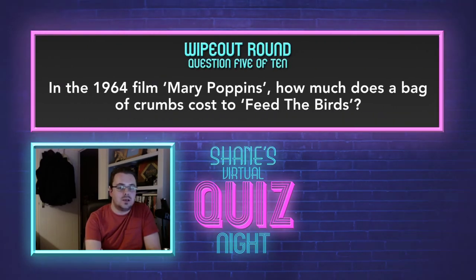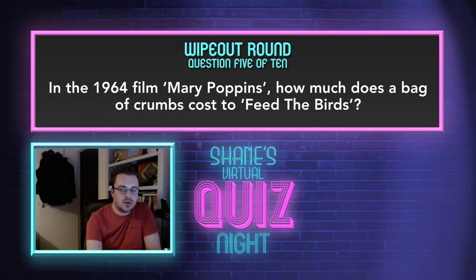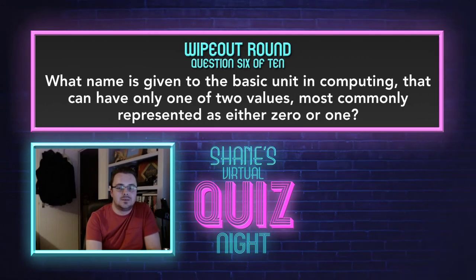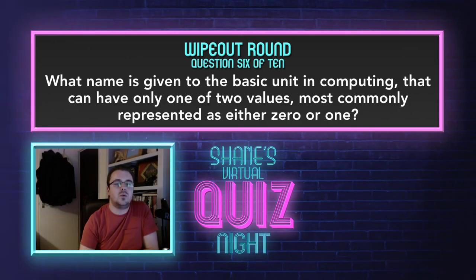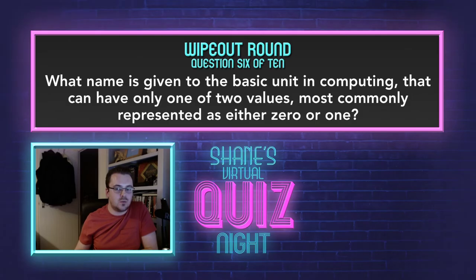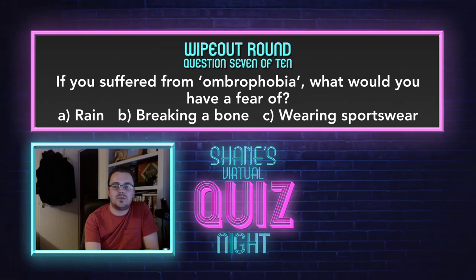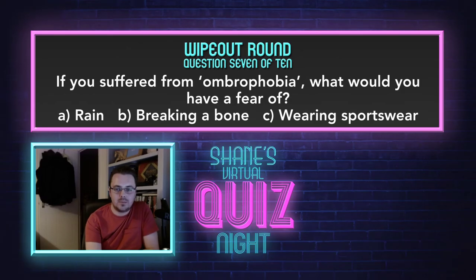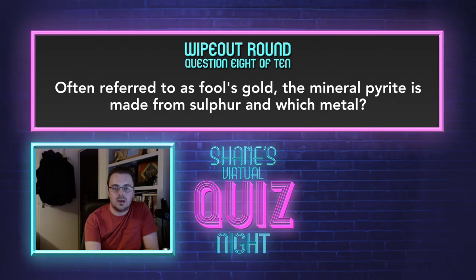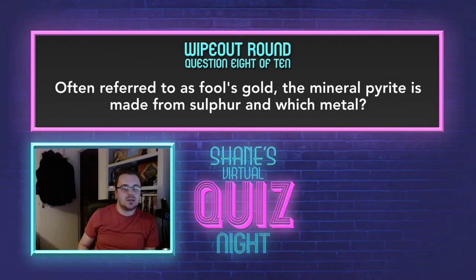Question 5. In the 1964 film Mary Poppins, how much does a bag of crumbs cost to feed the birds? Question 6. What name is given to the basic unit in computing that can have only one of two values, most commonly represented as either 0 or 1? Question 7. If you suffer from ombrophobia, what would you have a fear of? Is it A, rain, B, breaking a bone, or C, wearing sportswear? Question 8. Often referred to as fool's gold, the mineral pyrite is made from sulfur and which metal?